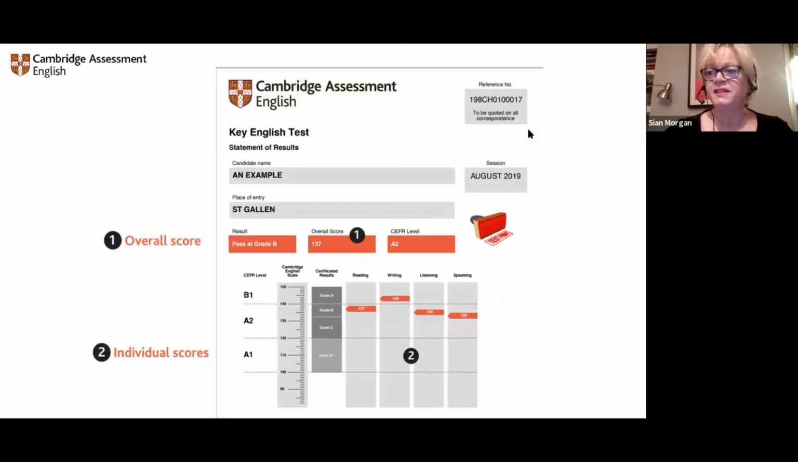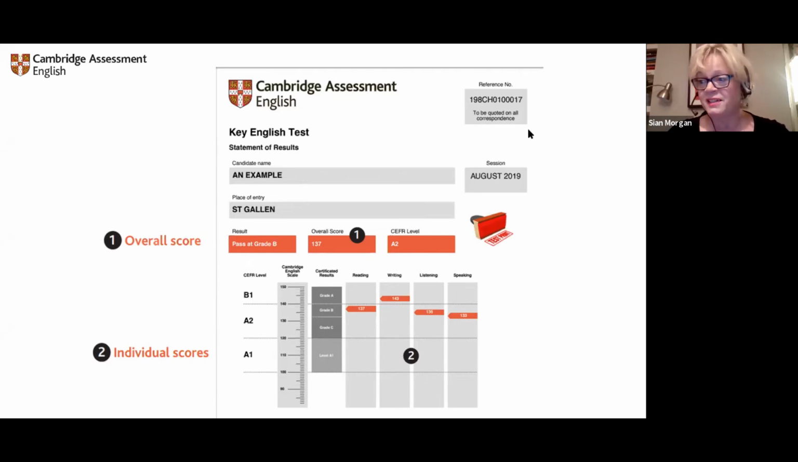All of our certificates too come with a statement of results. Candidates receive a score for each skill: reading, writing, listening and speaking, and in some exams, use of English. And they also get an overall score for the exam on the Cambridge English scale. And the alignment of our exams to the CEFR is clear. Results on the scale also give greater insights into candidate progression from one exam to the next.